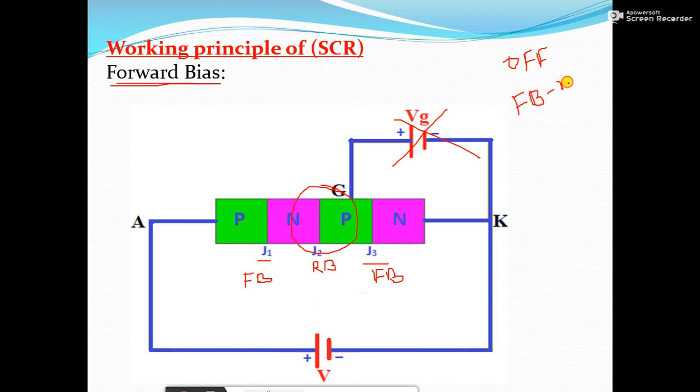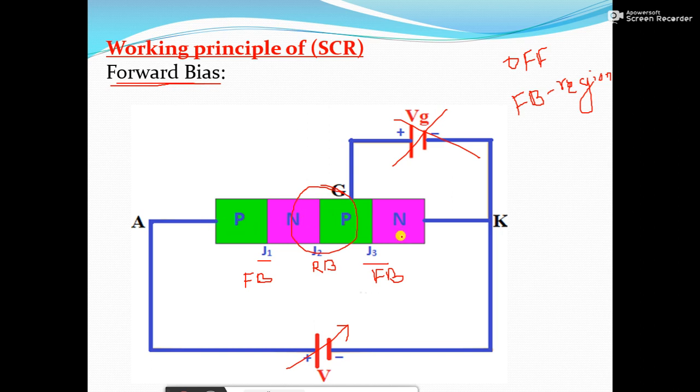So in the forward blocking region, there won't be any significant current flow from the anode to cathode; only leakage current will be flowing. Let's say the anode is made further positive. If you increase this further, at a particular value of forward voltage, the reverse biased junction J2 gets broken down. Once it gets broken down, a large current will flow from anode to cathode.